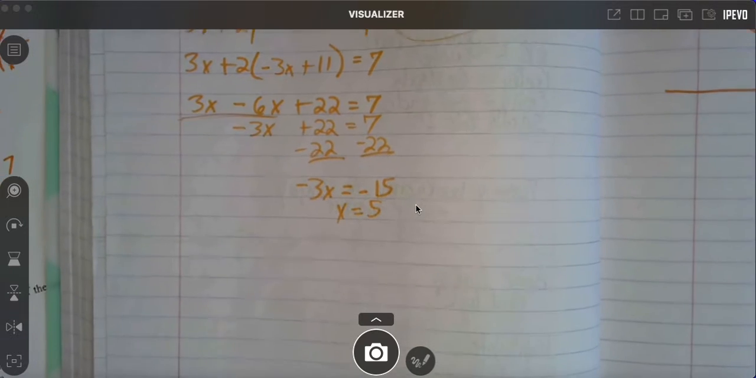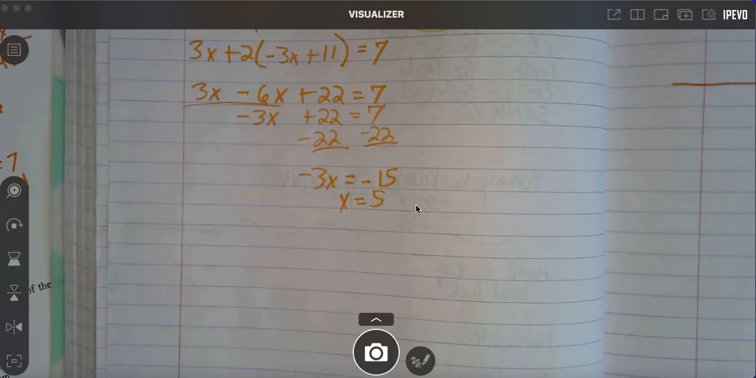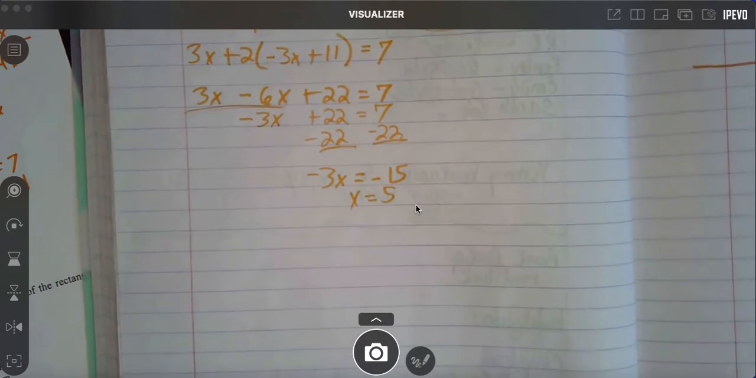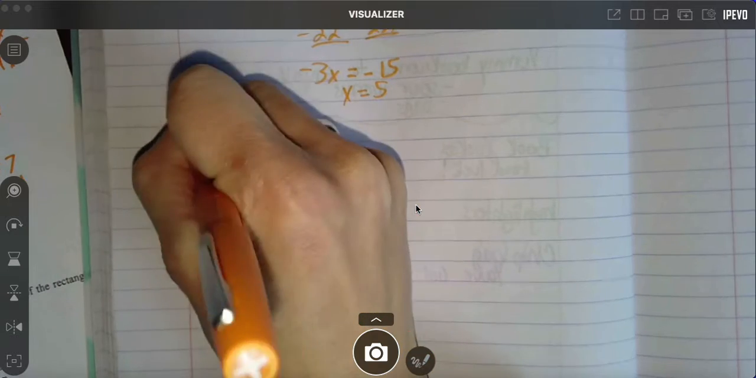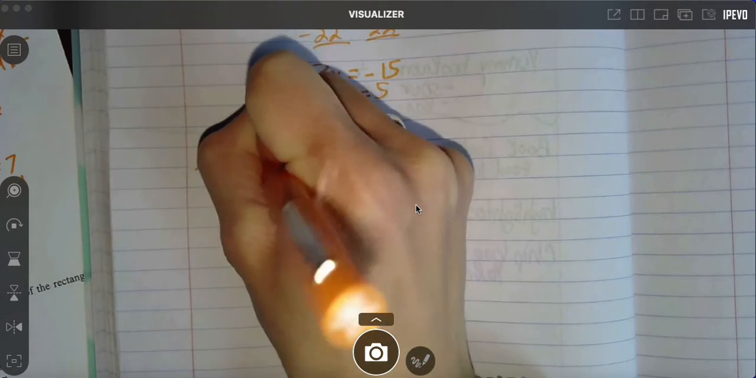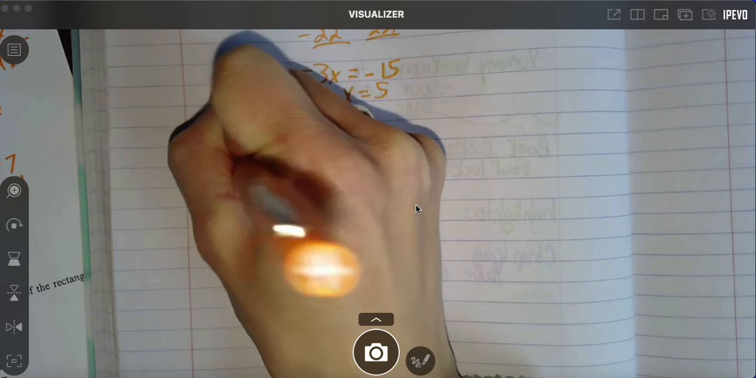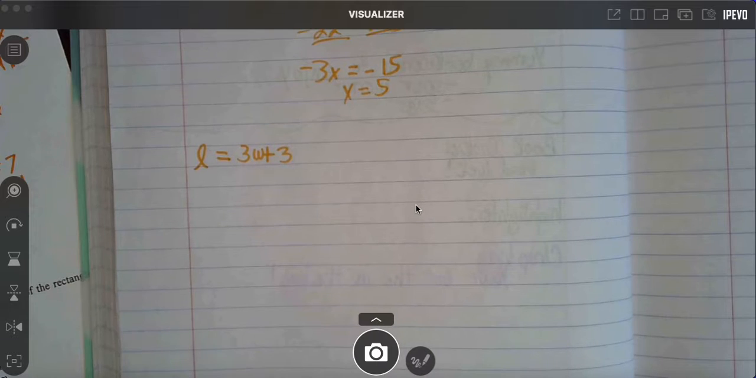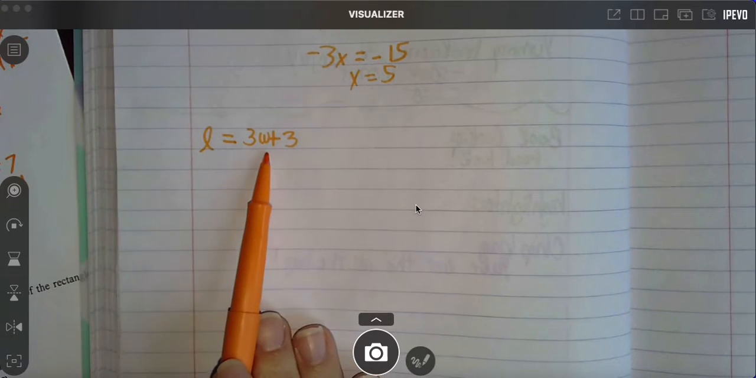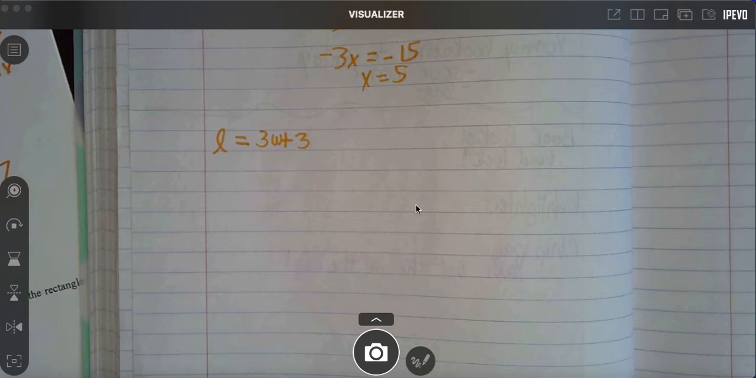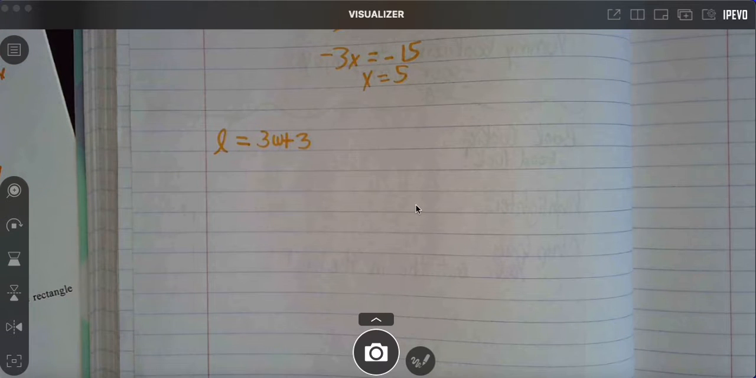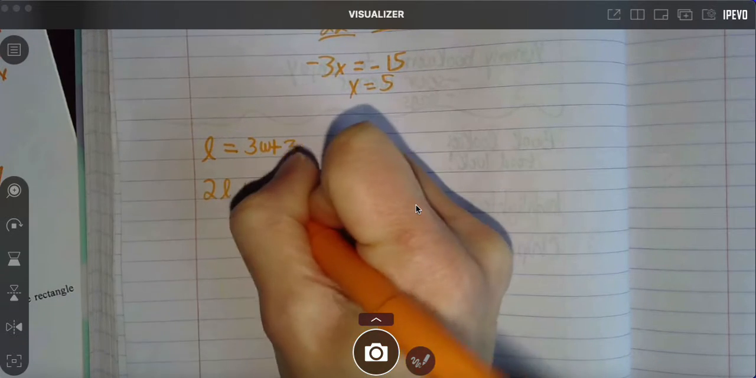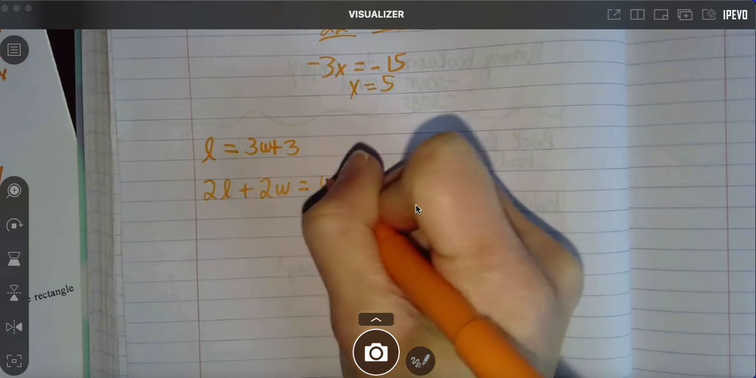Okay. Number 6. It says the length of a rectangle is 3 centimeters more than 3 times the width. If I was to write that, the length is 3 centimeters more than 3 times the width. Okay? Is everybody good with that? I just wrote exactly what it says. The length is 3, I'm adding 3 centimeters to 3 times the width. The perimeter is 46. What do I write for perimeter? I have 2 lengths and 2 widths that I would add together to get that perimeter.